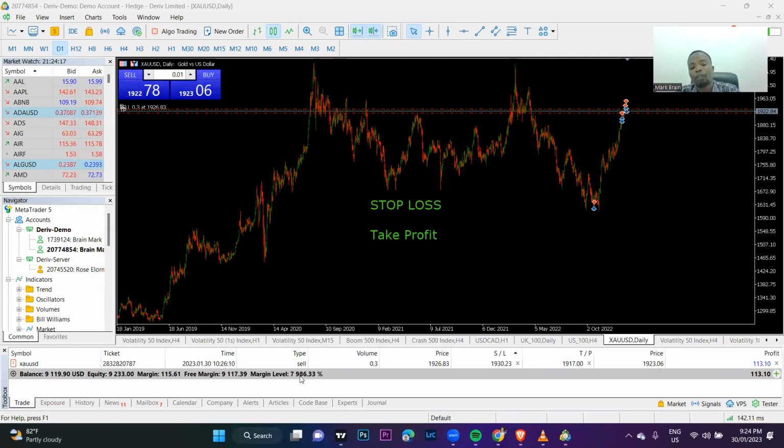7,986.33. Right. What it means is this: the account is $9,000, and I am using a leverage of 1 to 1,000, right? That's the leverage I am using. So aside from that, what quantity of currency am I buying? I'm actually using 0.3. So out of that 0.3, based on the quantity I am buying in the market of gold, I am actually using a margin of 115.61.